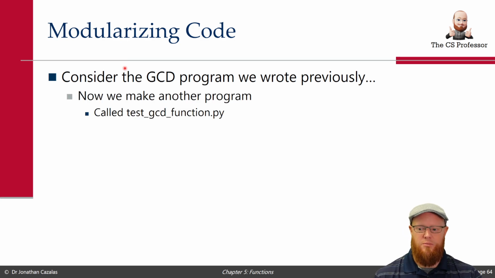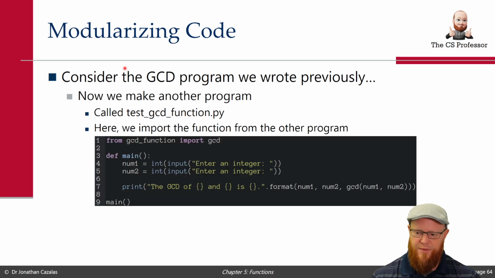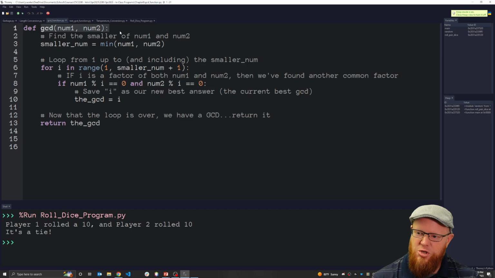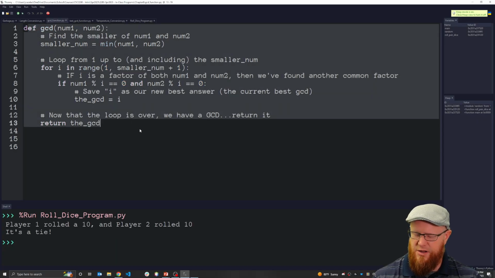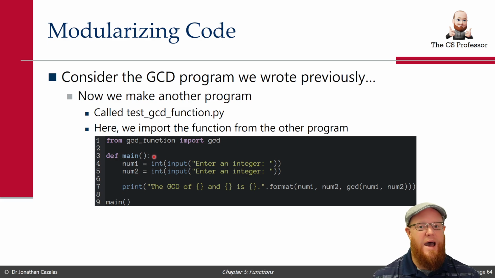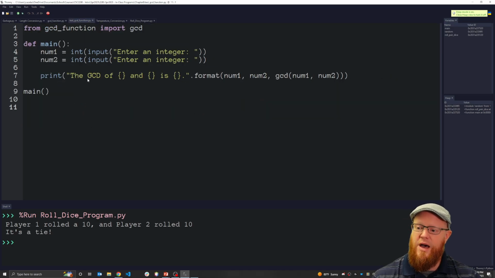I make another program called test GCD function. And inside this test GCD function, I import from this file the actual function I want. I type from gcdfunction, which is the name of the file, import gcd, which is this entire function, and now guess what? I can just use it. I have my main, I have num1 and num2 that I scan from the user, and I print the GCD of blank and blank is blank. And this third parameter is I'm calling the GCD function, which is off in another file, which is super cool.